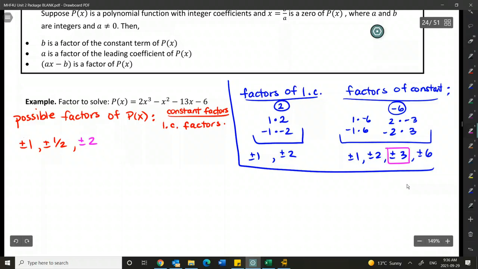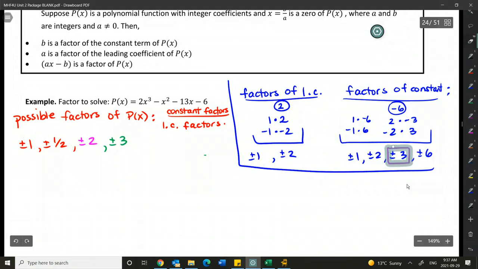Okay, next one, 3 over 1. Again, I can have negative 3 over negative 1. I can have positive 3 over negative 1. Either way, I'm going to get back all possible positives or negatives of 3, right?